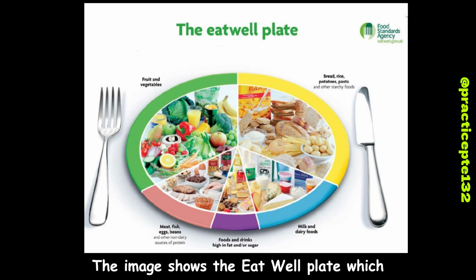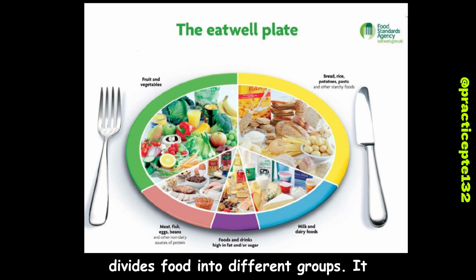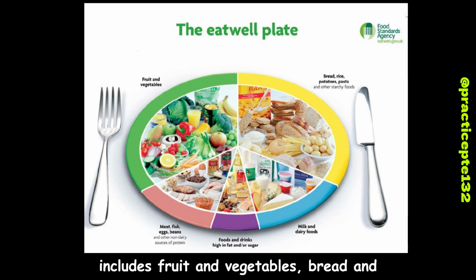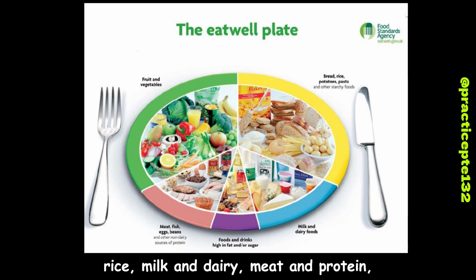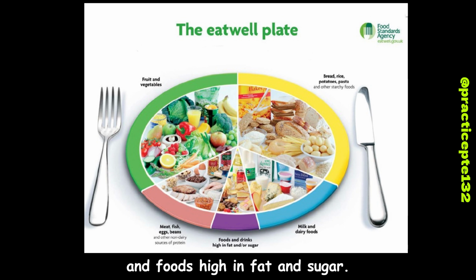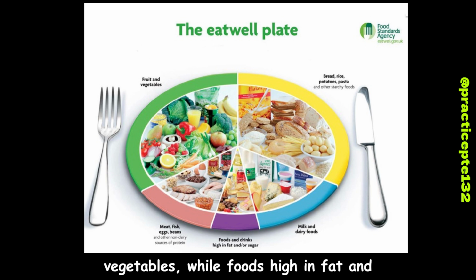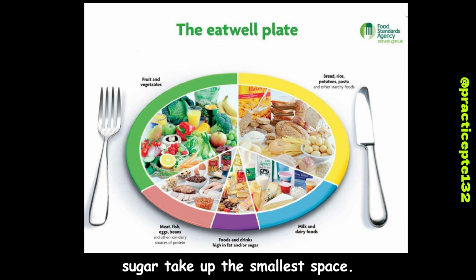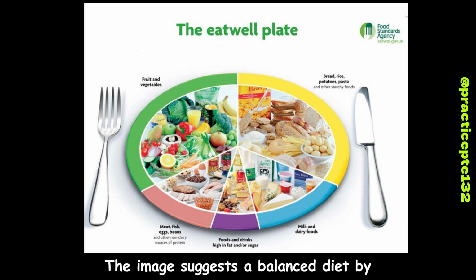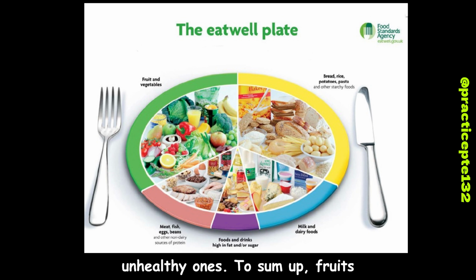The image shows the Eat Well plate, which divides food into different groups. It includes fruit and vegetables, bread and rice, milk and dairy, meat and protein, and foods high in fat and sugar. The largest section is fruit and vegetables, while foods high in fat and sugar take up the smallest space. The image suggests a balanced diet by eating more healthy foods and limiting unhealthy ones. To sum up, fruits and vegetables are the most important contents of the Eat Well plate.